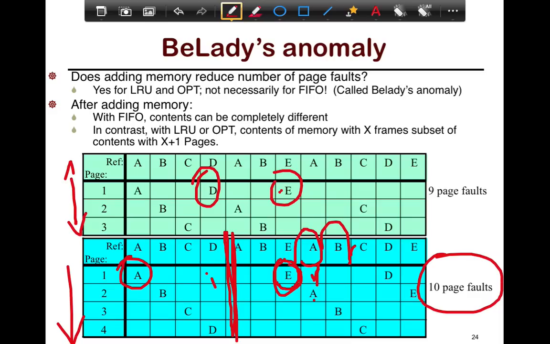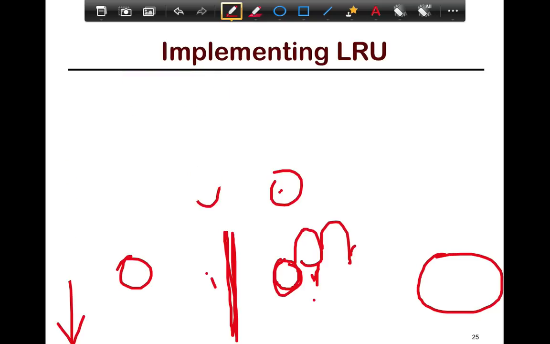And LRU and OPT do not have this trouble. They will always ensure that if you have more memory, then you'll have fewer page faults. That is, they are monotonically decreasing. But this is not the case with FIFO.